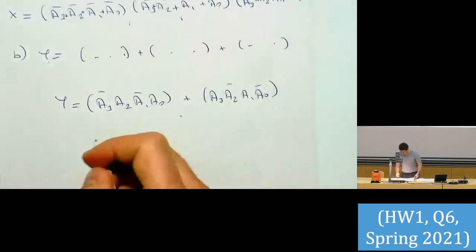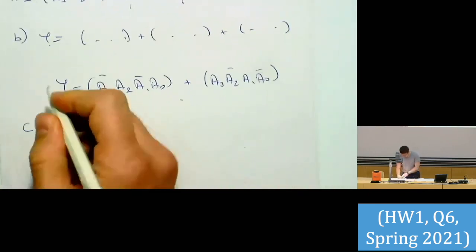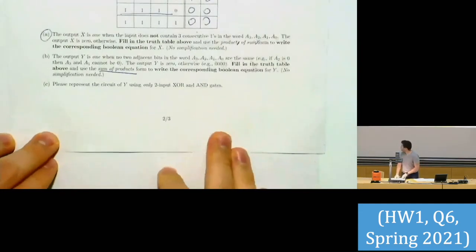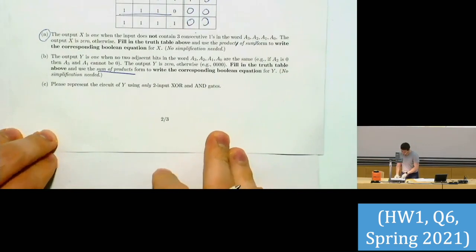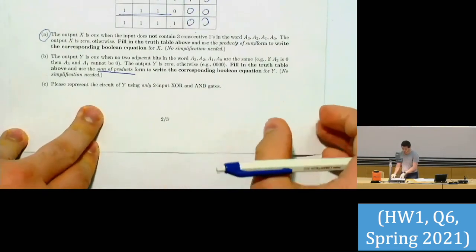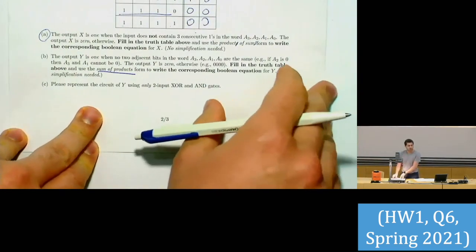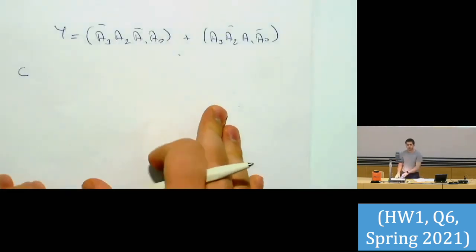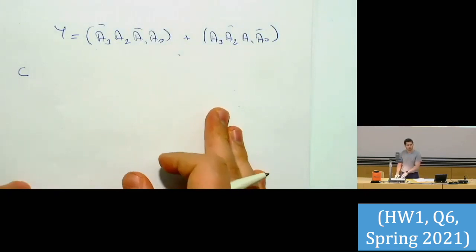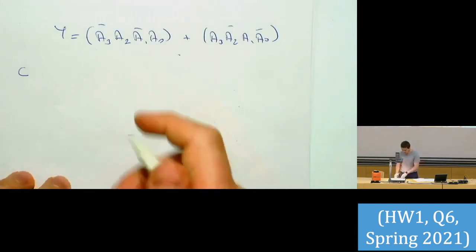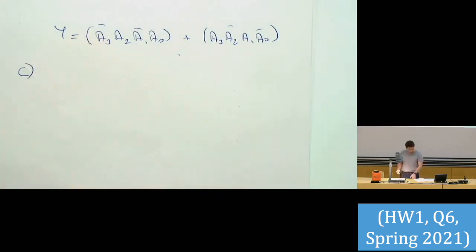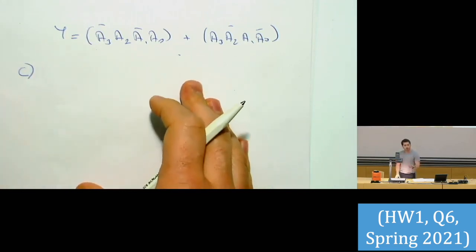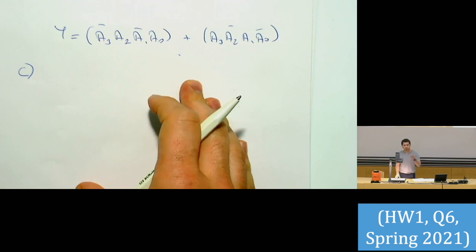So for C, it says, please represent the circuit of Y using only two-input XORs and AND gates. I'll write the circuit in a very intuitive way, and also I'll show you the equation later, but very intuitively how you should be thinking is basically for Y, I shouldn't have any two adjacent inputs equal to each other, right?